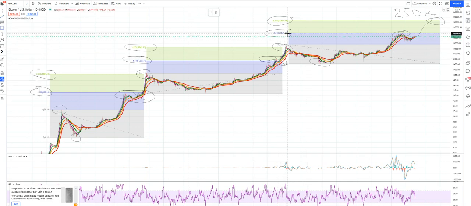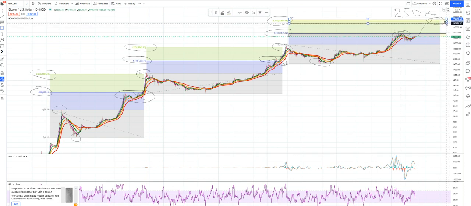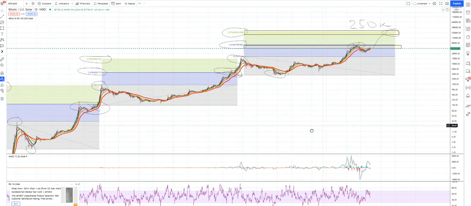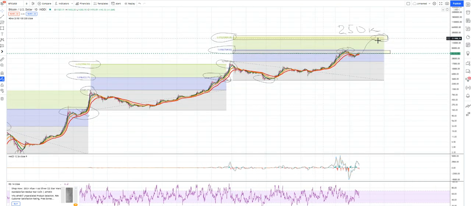Rectangle. Okay, so I believe this level is where we see retracement, and this level is where we are coming, this year or the next year. So there are two levels to watch. It's very easy, based on history, to understand what will happen to Bitcoin, you see.